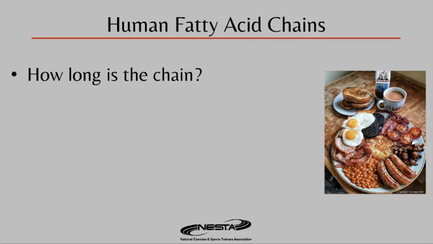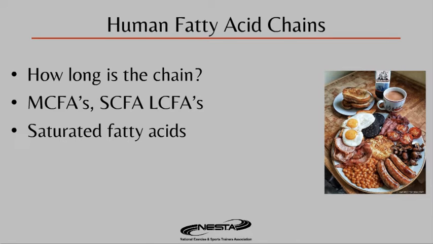Fatty acids with the chain length of C8 to C10 are considered medium chain fatty acids, or MCFAs, and those with the chain length of C6 or less are considered short chain fatty acids, or SCFAs. The most abundant fatty acids are the long chain fatty acids, or LCFAs, which have a chain length of C12 or more. Fatty acids with no double bonds in their hydrocarbon chains are called saturated fatty acids, or SFAs, and those with one or more double bonds are unsaturated fatty acids, or UFAs.